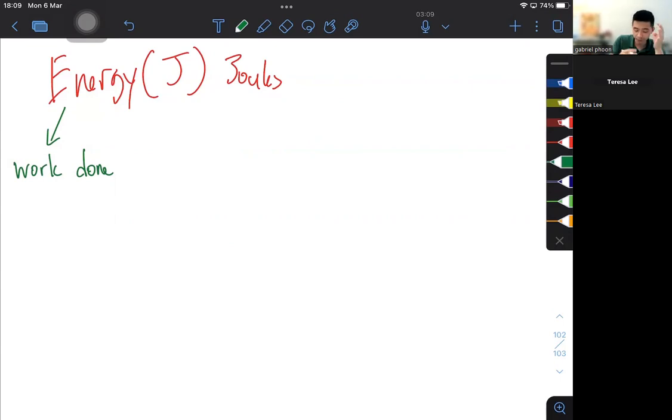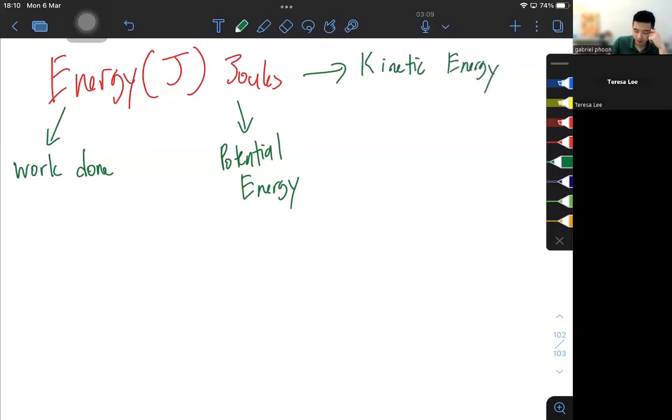Anyway, the three main forms of energy that have calculation in them: the first one is work done. The second one is potential energy. I don't know if you guys learned this before or not. And the final one is kinetic energy. These three forms of energy are relatively more important simply because they have calculation in them. Let's go through them one by one and understand how to use each of these energies. First and foremost, let's go into work done.